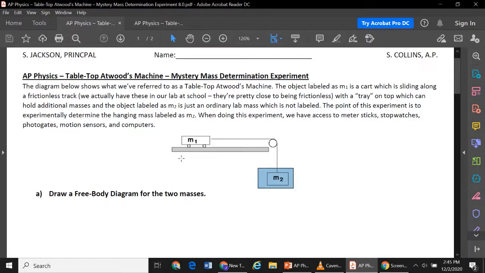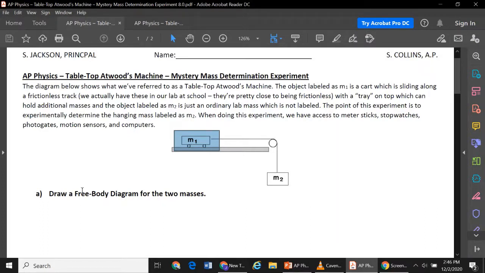We'll start with the object on the track. As we've mentioned so far when we're drawing free body diagrams, the easiest thing to think about is that the number of forces in the free body diagram is usually the same as the number of objects the object in question is interacting with. So all we have to think about really is what objects M1 is interacting with.